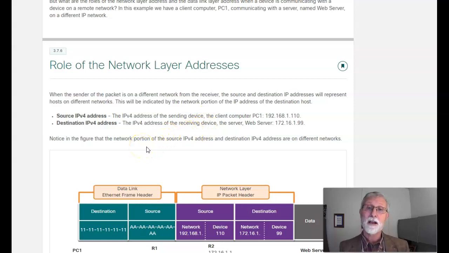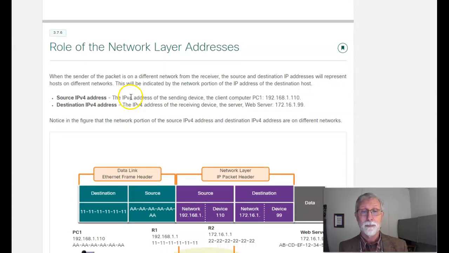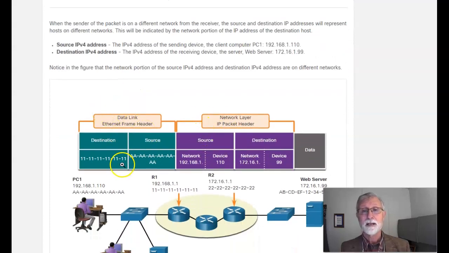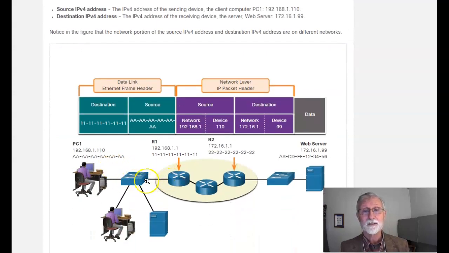Now, what happens with the network addresses? Those are your IP addresses. So now this is a packet on a different network. If it's on the same network, I can use my MAC address and do that. If it's on a different network, I need to take it to the next level. I need to take it to the logical address, the IP address, to send it on. So now I'm looking at the source and destination IP address to make that determination. So my MAC address changed to get to this router.